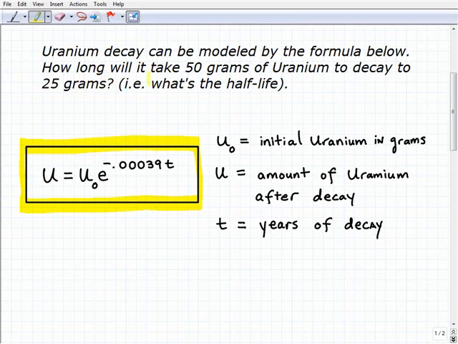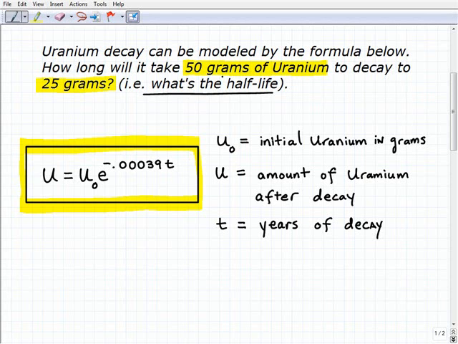So the question is, how long will it take 50 grams of uranium to decay, dwindle down to 25 grams? So we're starting with 50 grams. How long is it going to take to be reduced by 1/2 of its original size? And we call that the half-life. So, what is the half-life of uranium when we're talking about 50 grams?